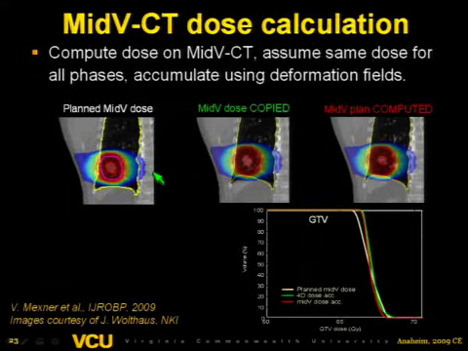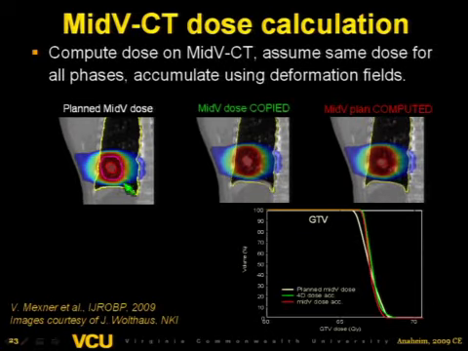So as you can see, using some type of average location seems to be an interesting option. And I am showing here some results from a study performed by Vanessa Mexner and her colleagues at NKI. What they did was first compute the dose on the mid-ventilation, the way they call it, dataset, which is the dataset corresponding to the time average location.